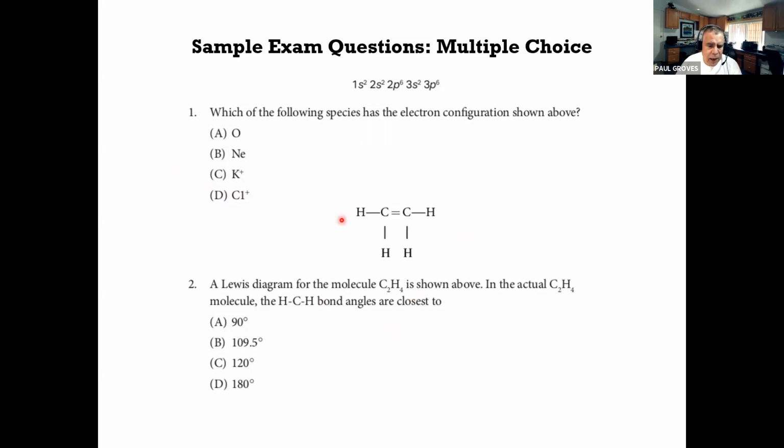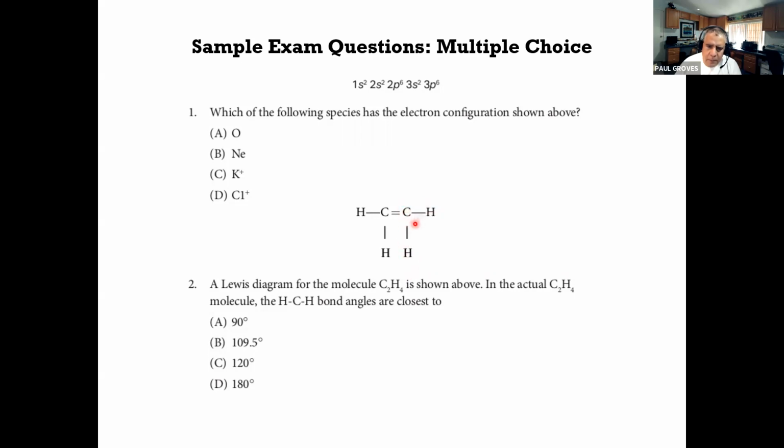Here we have a Lewis diagram for the molecule C2H4. In the actual C2H4 molecule, the bond angles are closest to, guys, the HCH bond angles. That is a little question that seems like students are confused by. So seeing an example would help them. They said HCH. So what is this bond angle going to be? And that's what we're asking for.